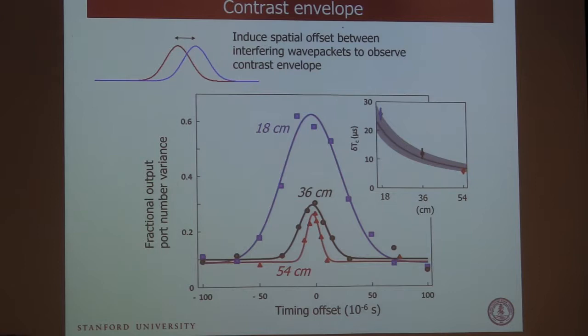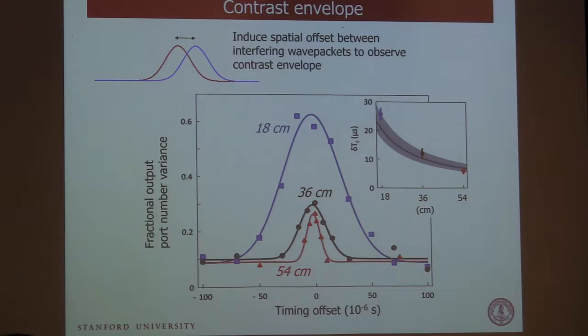For the 36 centimeter wave packet separation, which I achieve by a different timing sequence with fewer pulses, I get more contrast, bigger fluctuations. Well, that makes sense because I don't have as much technical noise. And the width of that contrast envelope actually goes up. And for 18 centimeters, I get even better contrast and even larger width.